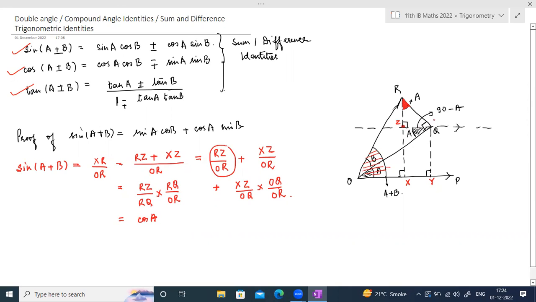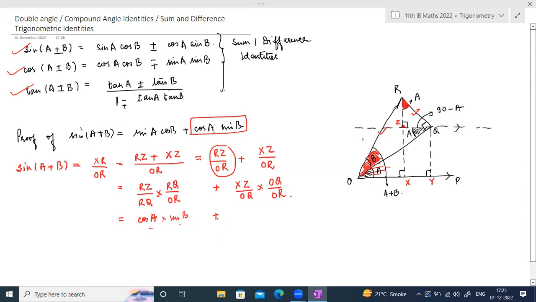And what will be RQ over OR? This is capital B. So RQ is the opposite and OR is the hypotenuse. Isn't it sine of B? RQ over OR, right? Now it is matching with what we want to get. We wanted cos A into sine B and we got cos A into sine B, right?